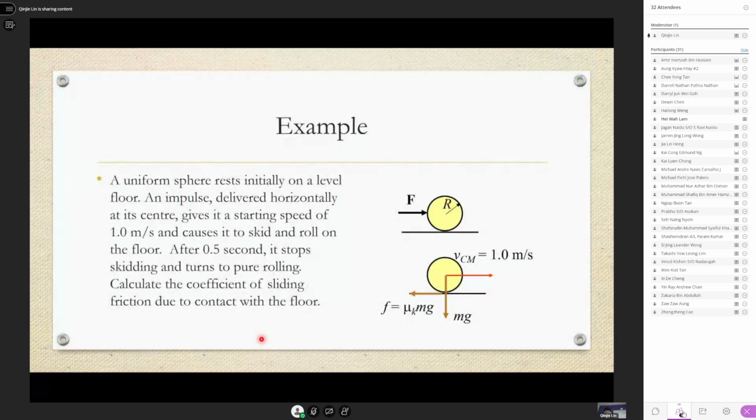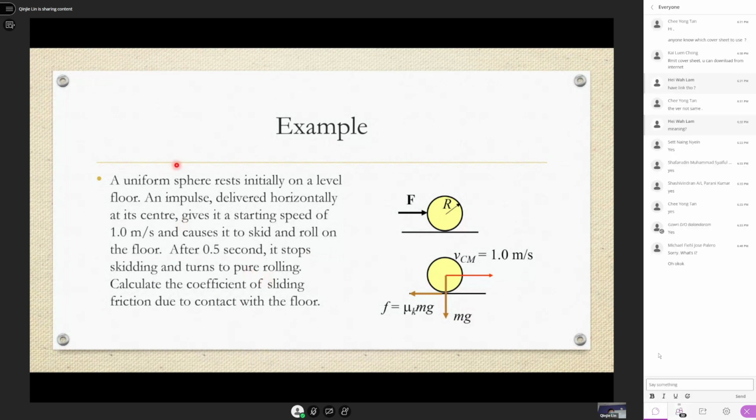Okay, so let's go into an example. A uniform sphere rests initially on a level floor, like this. An impulse delivered horizontally at its center gives it a starting speed of 1 meter per second and causes it to skid and roll on the floor. After 0.5 seconds, it stops skidding and turns to pure rolling. Calculate the coefficient of sliding friction due to contact with the floor.